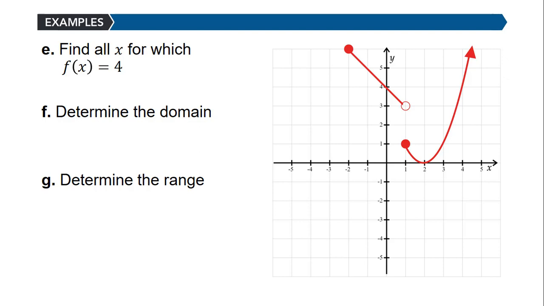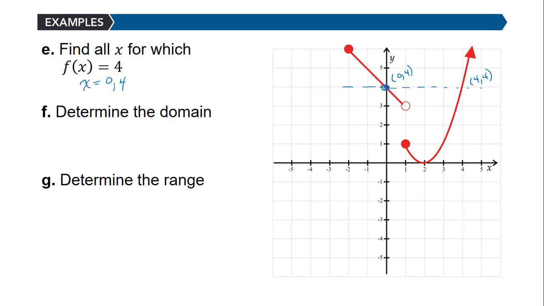And then part E is find all x for which f of x equals 4. So this time we go to the y value of 4 and go left and right to see where we meet points. And there's 2 points, right at 0, 4 and also at 4, 4. So the x values, whose y value is 4, are x equals 0 and 4.